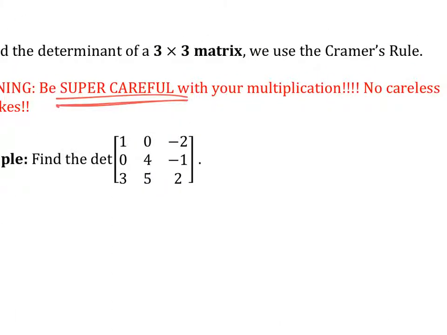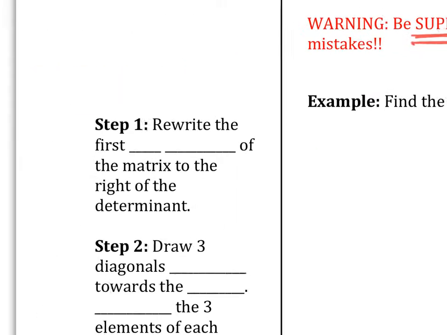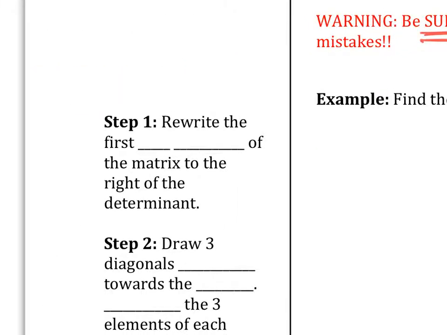Please be super careful with your multiplication, because if you were making mistakes when we were doing the 2 by 2 matrix multiplication, then this is going to be a lot of numbers. So please, no careless mistakes. All right, find the determinant of this 3 by 3 matrix. What you're going to do, so I have some steps written out here for you.